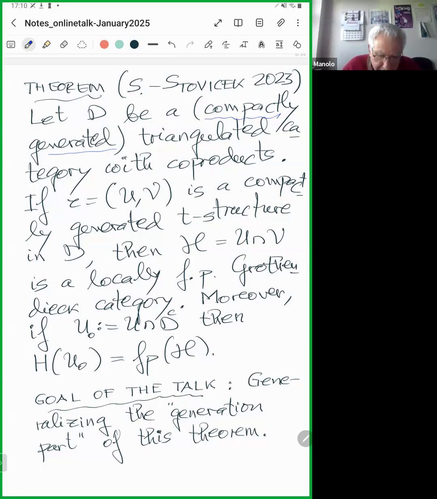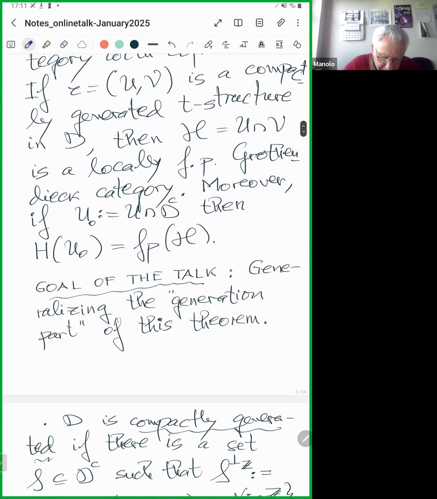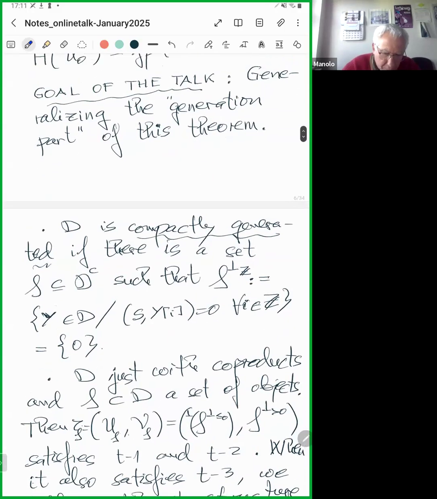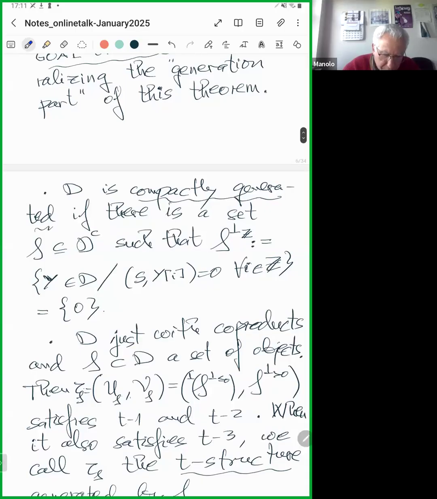So I make emphasis on this because later on, what we are going to generalize is the result where you have the hypothesis that D is compactly generated. So the goal of the talk is generalizing the generation part of this, and then I explained the terminology on the theorem with Stovicek.